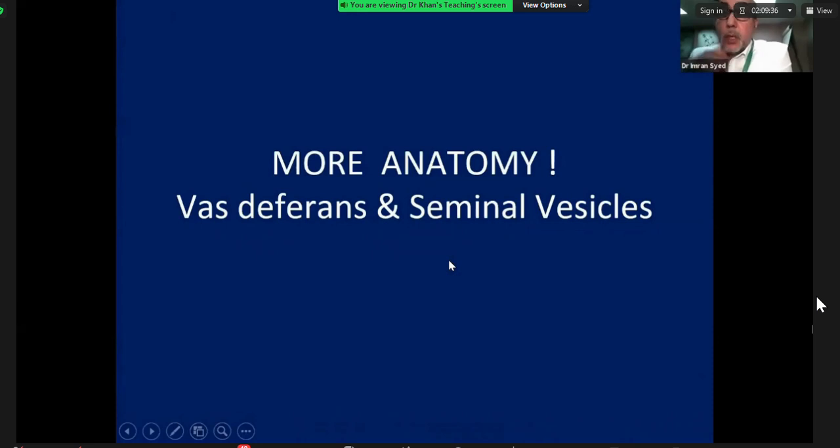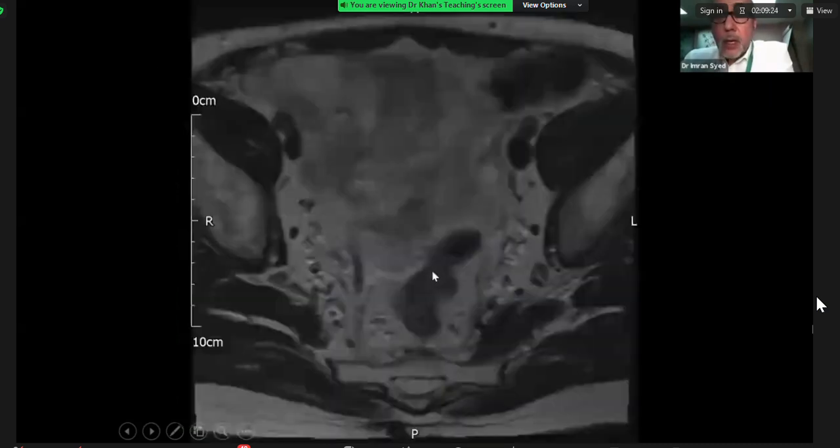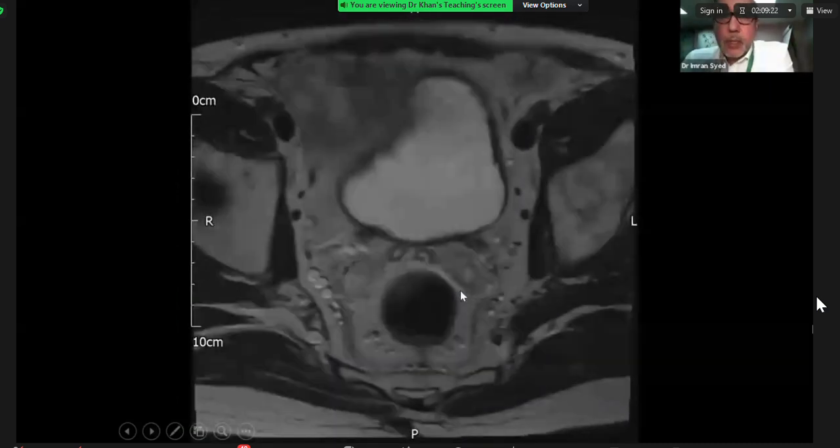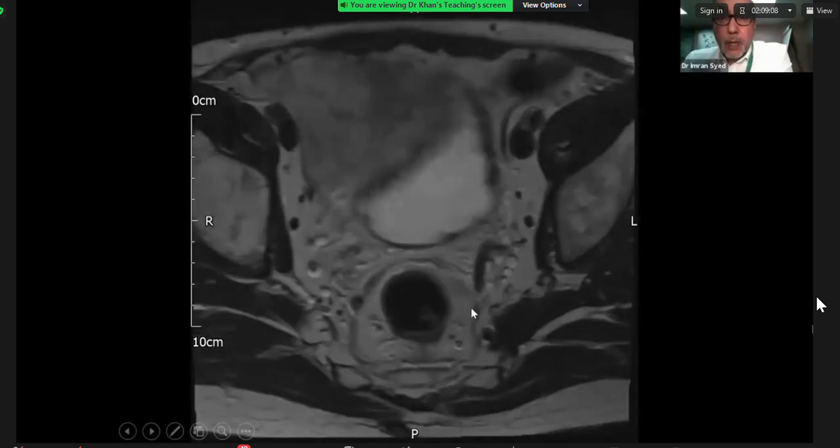Now we're going to talk more anatomy. So I'm going to use the image that we've had in one of the first cases. This is calcification of the vas deferens. Now, how does that help define anatomy? Well, in this case, this is the corresponding MRI scan. You can see how the calcification of the vas deferens has helped define them very nicely. You can see the mesorectal fascia here. You can see the mesorectal fat planes very nicely.